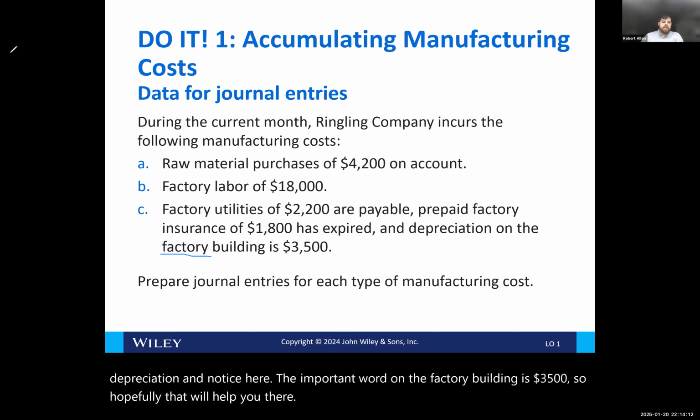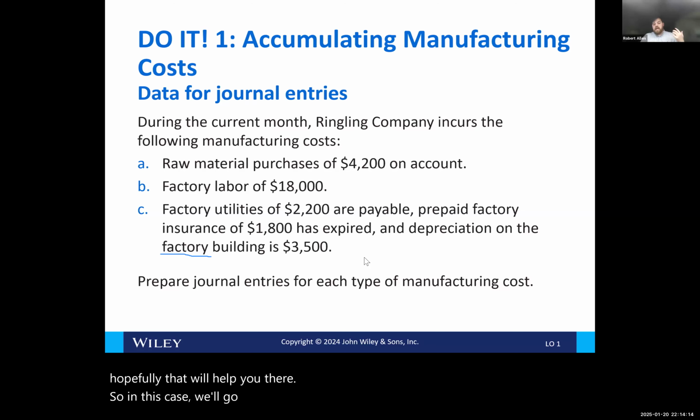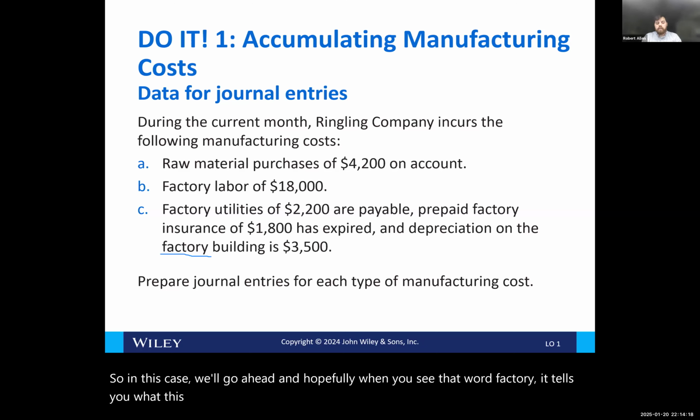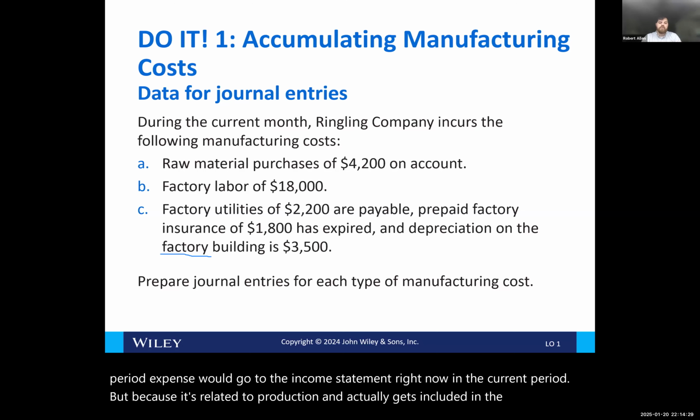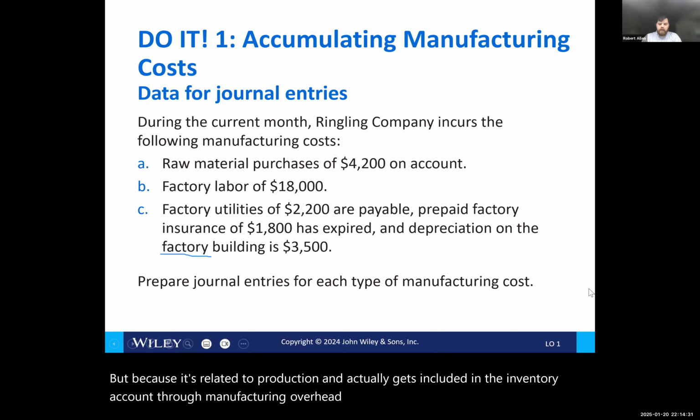So in this case, hopefully when you see that word factory, it tells you what this is. Because if that had said office building, then of course that'd be a period expense and would go to the income statement right now in the current period. But because it's related to production, it actually gets included in the inventory account through manufacturing overhead. So do keep an eye on that.